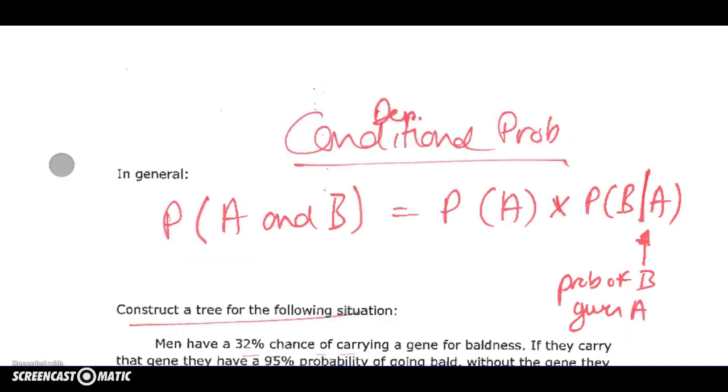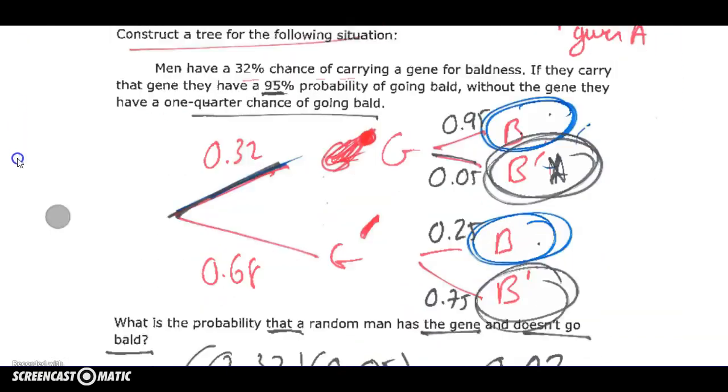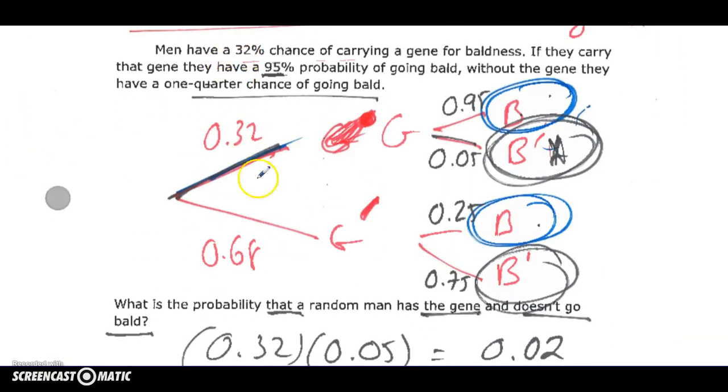So let's just do the last question here. That's the overall conditional. Here we have a situation where 32% of the men have this gene for baldness, and if they have the gene, they have a 95% chance of going bald. If they don't have the gene, they have a 1/4 chance of going bald, which is 0.25 or 25% chance of going bald. So let's draw this here.